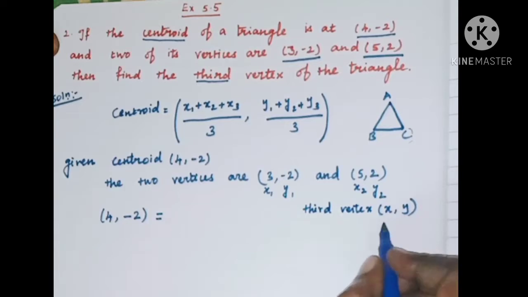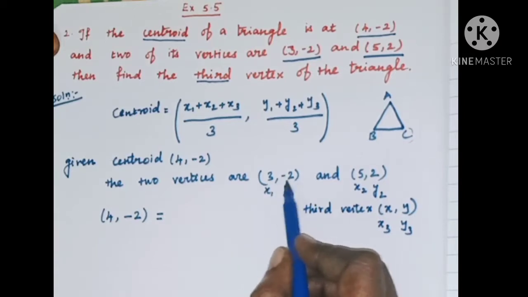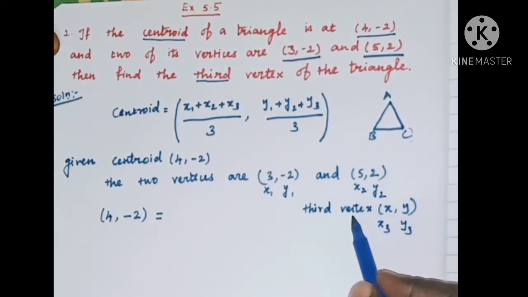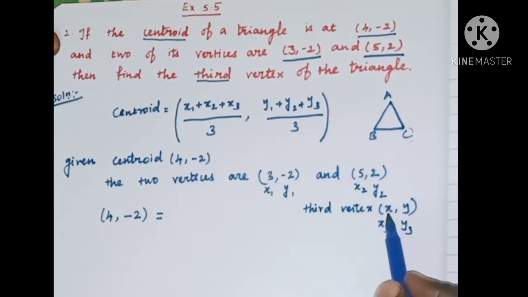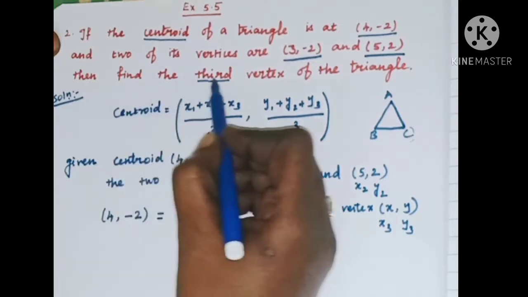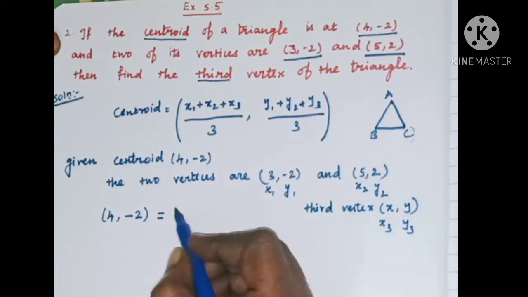Take this coordinates as x3, y3. So this is the point x1, y1 and this is the point x2, y2. We do not know the third vertex because that is the question: find the third vertex of the triangle. So take the point x comma y as the third vertex, which is x3 comma y3.